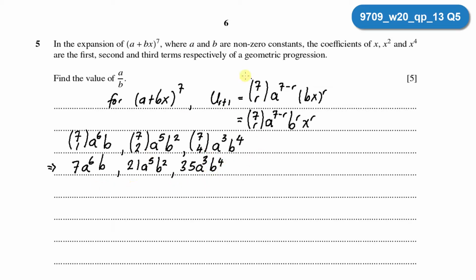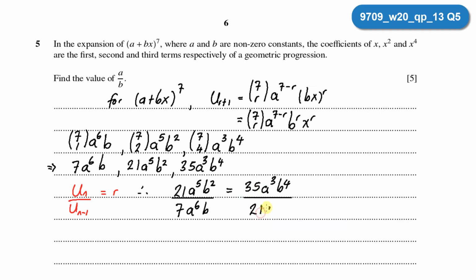Now, what we know about a geometric progression is that if we divide a term by the one preceding it, we get r, the common ratio. So here, if we divide 21 a to the power of 5 b squared by 7 a to the power 6 and b, this should be equal to 35 a to the power of 3 b to the power 4 divided by 21 a to the power of 5 b to the power of 2.